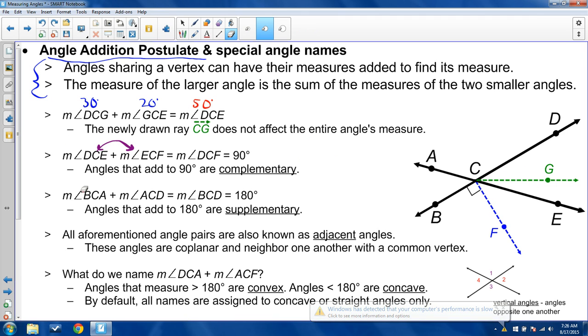Okay, next one, the measure of angle BCA. Let's go and draw that vertex first. Here's BCA.